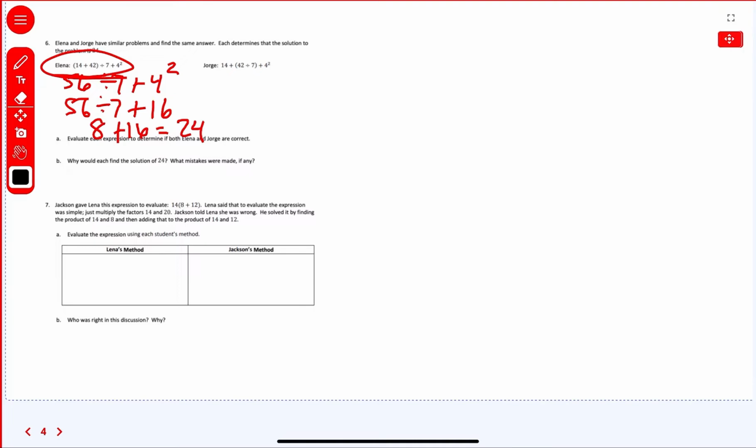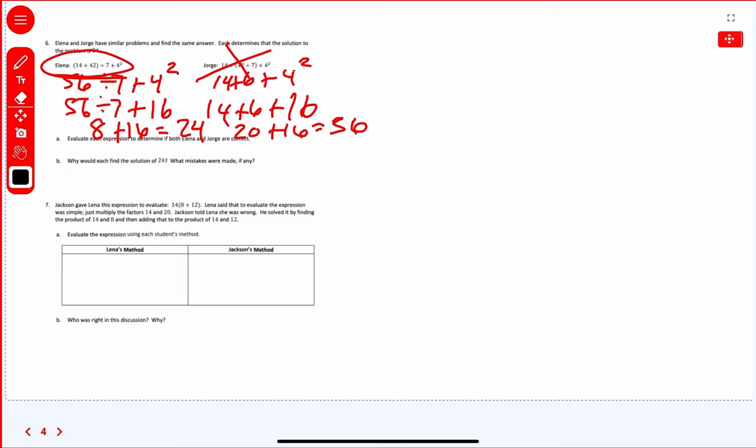Same thing, we got to do PEMDAS first. What's 42 divided by 7? 6. So I got 14 plus 6 plus 4 squared. Well, we got to do exponents again. So that's 16 plus 6 plus 14. And I know 14 plus 6 is 20 plus 16 is 36. So George is not correct. Only Elena is correct.